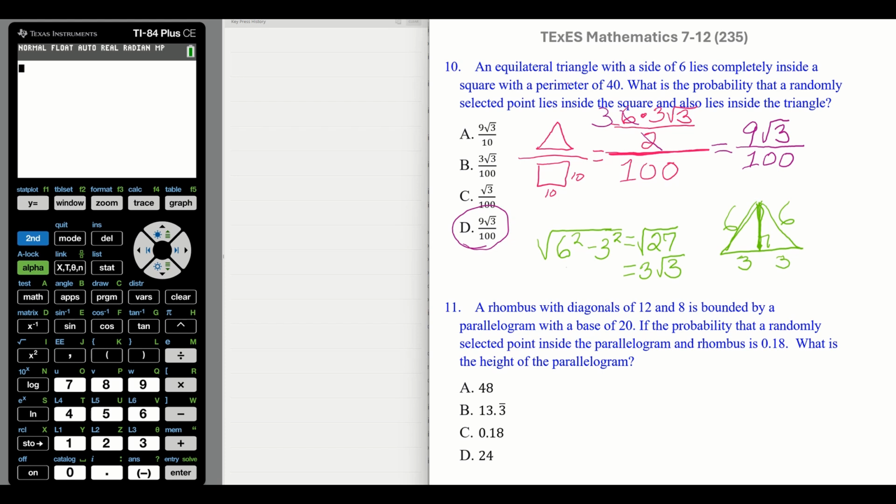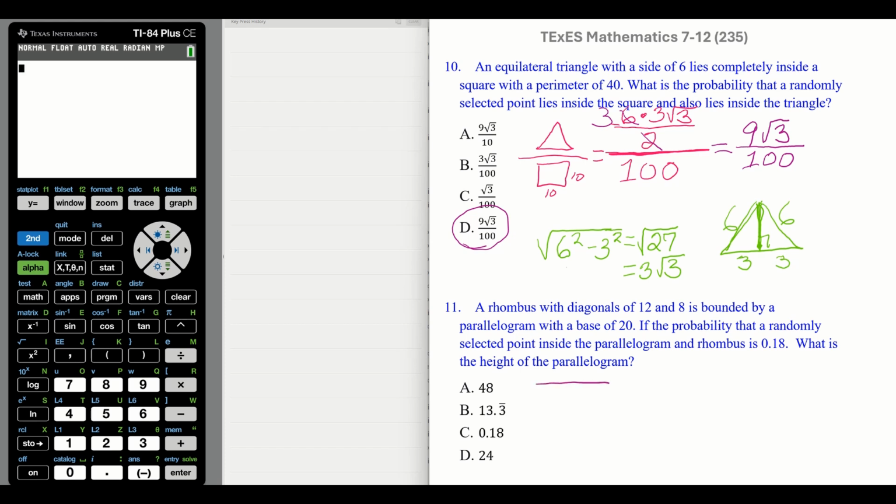Number 11. A rhombus with diagonals of 12 and 8 is bounded by a parallelogram with a base of 20. If the probability that a randomly selected point is inside the parallelogram and rhombus is 0.18 or 18%, what is the height of the parallelogram? Okay, well, let me draw that real quick. We'll draw that out quickly.